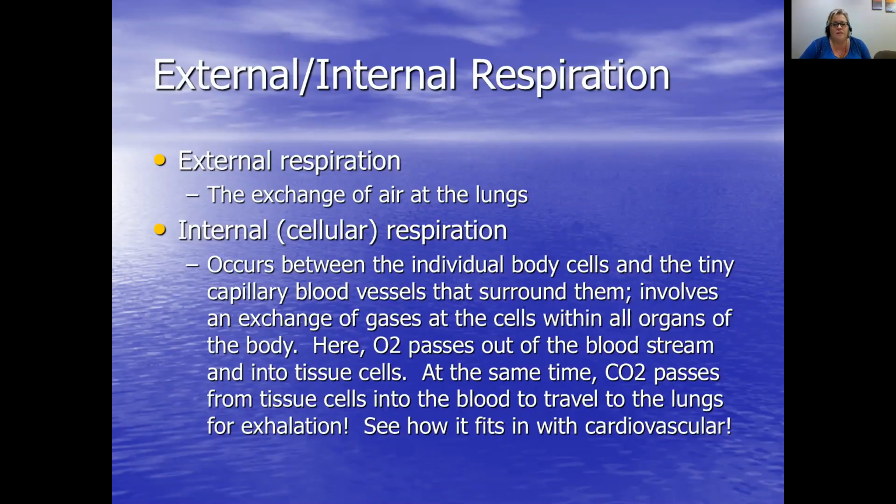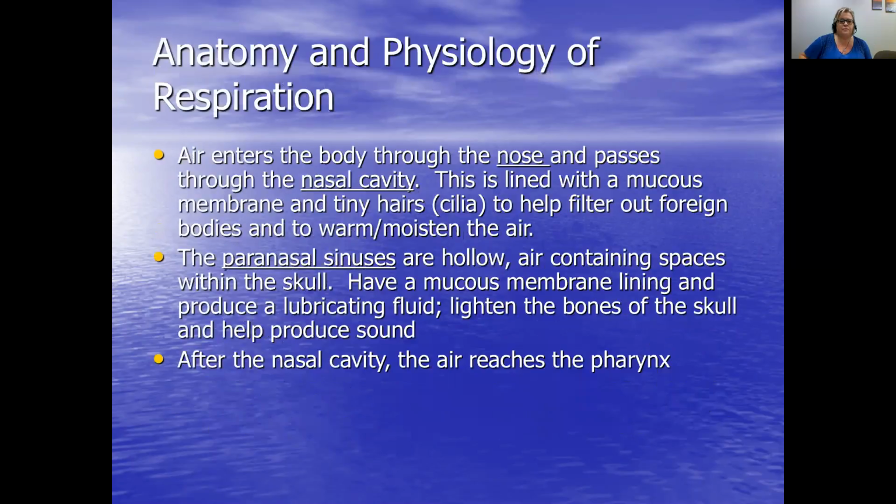the tissue cells into the blood to go back to the heart, to leave the right side of the heart, to go to the lungs for exhalation. And then you can see how it fits all together. So external is what happens at the lungs. Internal is what happens actually in the cells, where we get that red to blue color in the cardiac representation.